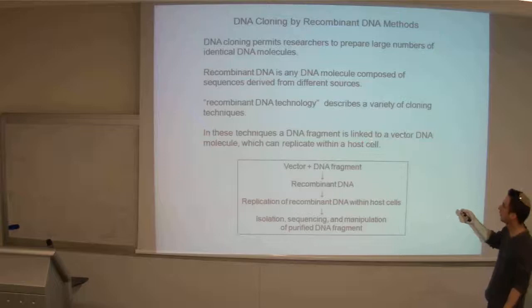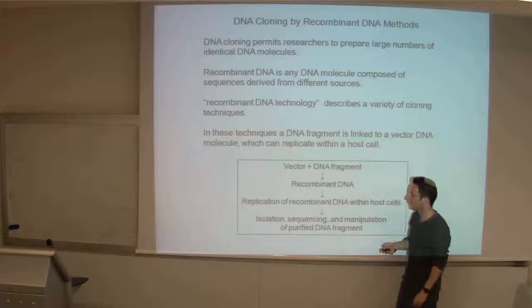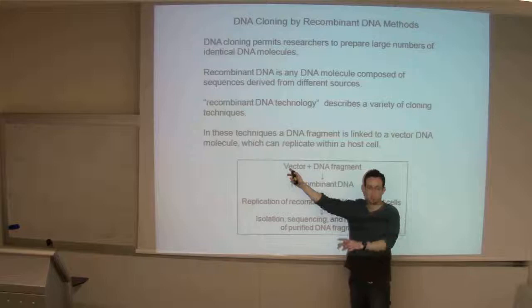A vector DNA will be any molecule that helps us deliver something, in this case, deliver or introduce the recombinant DNA into an organism for application. So the principal steps of DNA cloning: preparation is a linking between the vector molecule and the DNA fragment, which gives rise to recombinant DNA, because usually the vector is from one source and the DNA fragment is from another.